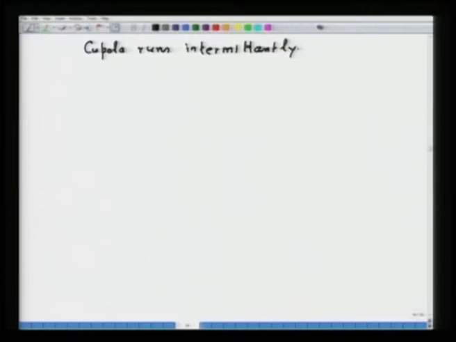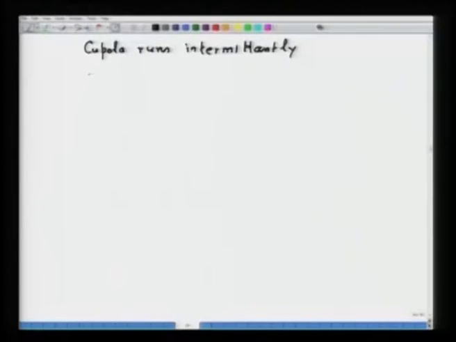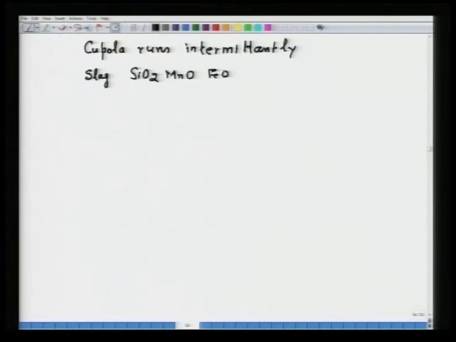So, that is in short the various points of the cupola. The last point I would like to mention is the slag which will form. It may contain SiO2, MnO, FeO, and in order to flux this slag, or remove it, and in order that these components be liquid at the temperature inside the cupola, you add some calcium carbonate. That calcium oxide helps to form the slag and it slags off all the impurities.